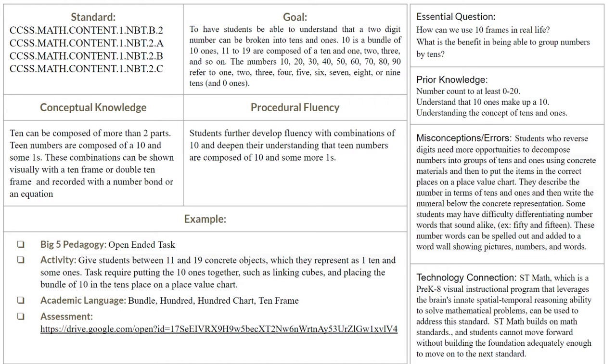Then have them put 10 ones together to create a tens bundle, and then place the tens on a place value chart. To incorporate technology into the standard, ST Math, which is a pre-K through 8th grade visual instructional program, can be utilized. This program uses spatio-temporal reasoning ability to solve manipulative problems. ST Math builds on math standards, and students cannot move forward without building the foundational knowledge to move on to the next standard.